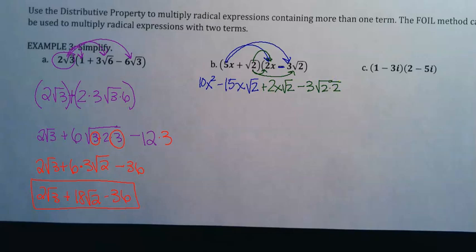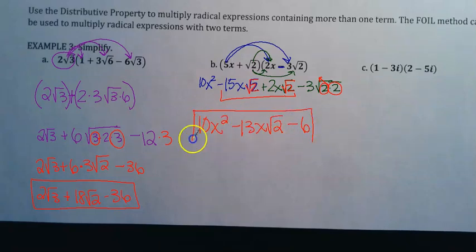All right, then I have some like terms here, right? They both have a square root of 2, which means we have like terms. So 10x squared, then negative 15x square root of 2 plus 2x square root of 2. So negative 15 plus 2 is going to be negative 13x square root of 2, minus, okay, we've got minus 3 square root of 2 times 2. Well, I have a group of 2's, so I can pull those out. So it's going to be 3 times 2, which is 6. And I don't have any more like terms, so I am done.